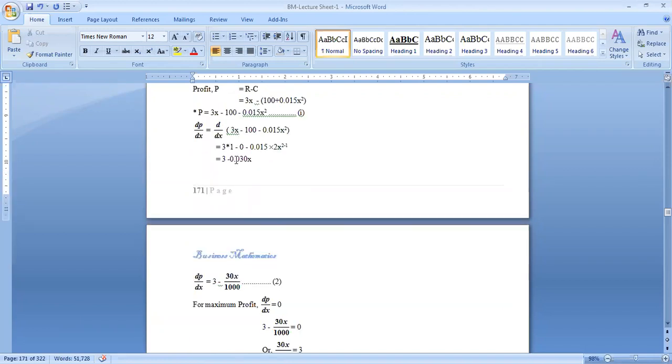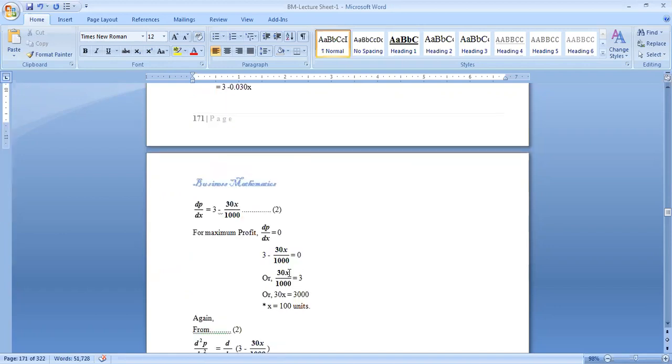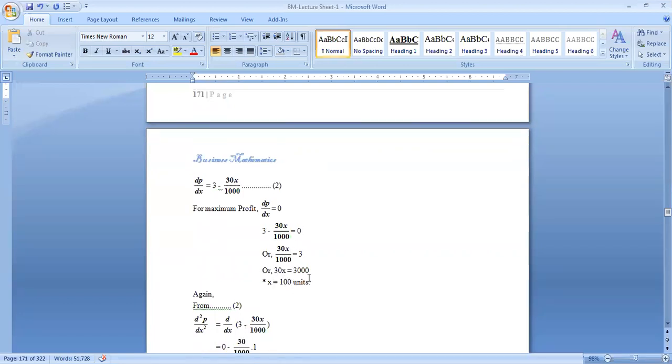Just cancelling the point, we can write 3 minus 30x divided by 1000. This is equation number 2. Now for maximum profit, we know dy/dx equals 0, so we take dP/dx equals 0. So 3 minus 30x divided by 1000 equals 0. Now x equals what? 100 units. The number of units is 100.